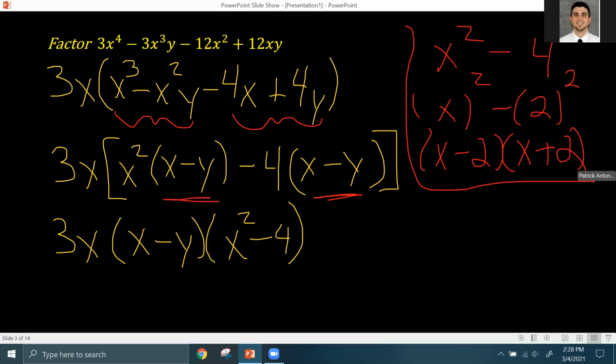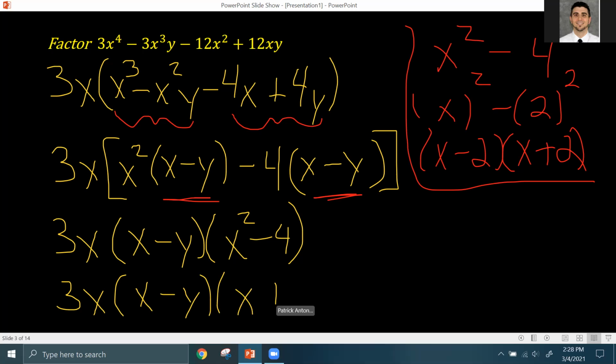Now, I can write my entire completely factored form. So 3x times x minus y times x plus 2 times x minus 2. It doesn't matter if you write it as x plus 2, x minus 2, or x minus 2, then x plus 2, as long as one is plus and one is minus.